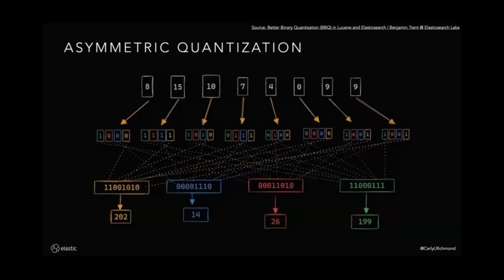One of the other things that catches people out is that binary quantization is asymmetric. That means we're not comparing a bit vector to a bit vector. We're not doing that kind of mathematical comparison, because that would be the equivalent of calculating the Hamming distance.